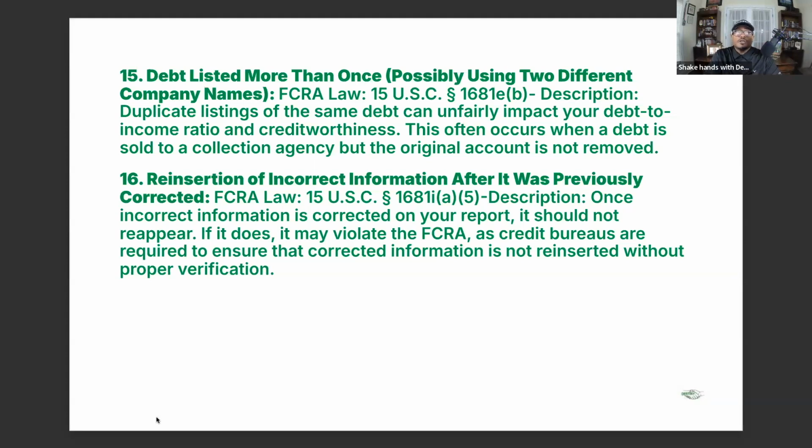So, a reinsertion of incorrect information after it was previously corrected. Once incorrect information is corrected on your report, it should not be reappearing. Meaning once this comes off of your credit report, it shouldn't be reappearing all of a sudden in 6 months under the same information. If it does, it may be a violation of the Fair Credit Reporting Act, okay? As credit bureaus are required to ensure that all corrected information is not reinserted without proper verification. So if they didn't go through the proper verification process, they can't reinsert it, okay?